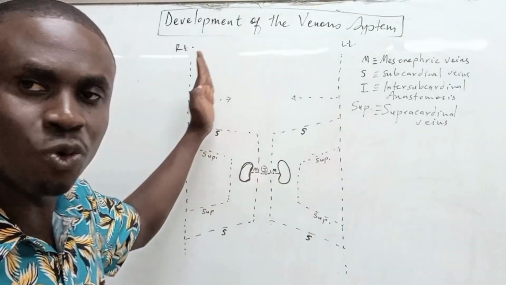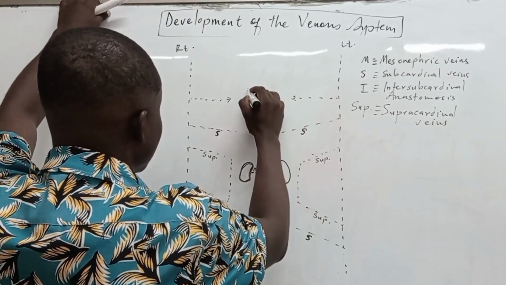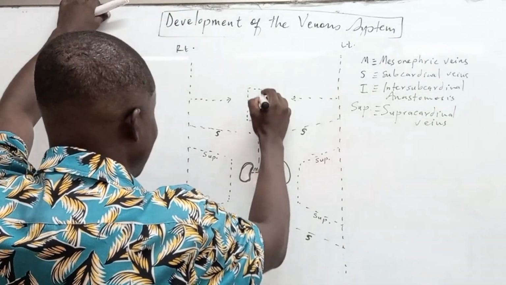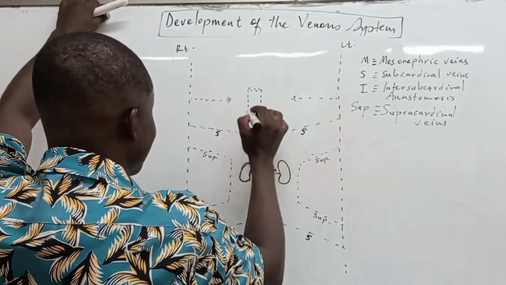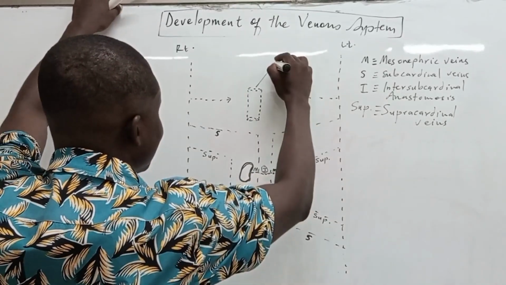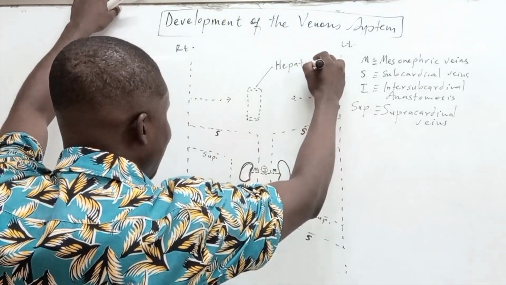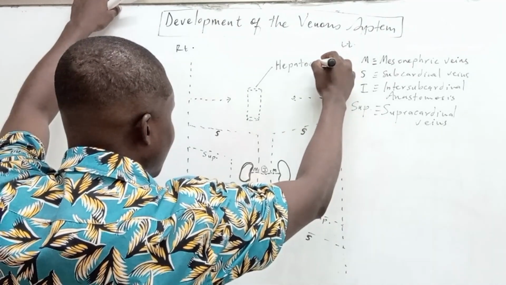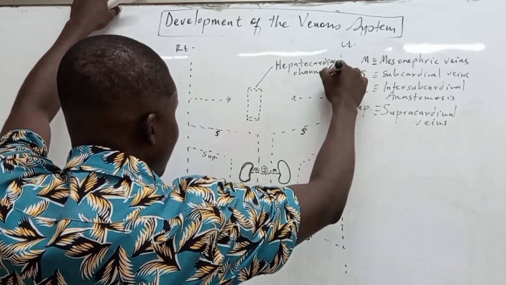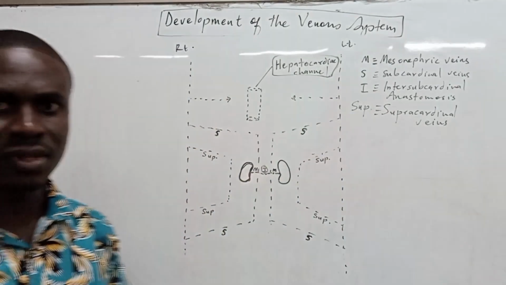Okay, I'm going to put this over here towards the right side. So let me just put it somewhere here. This guy is a hepatocardiac channel. Actually, the right one, hepatocardiac channel. Great. Now let's look at it.